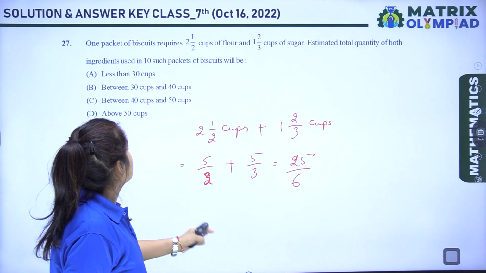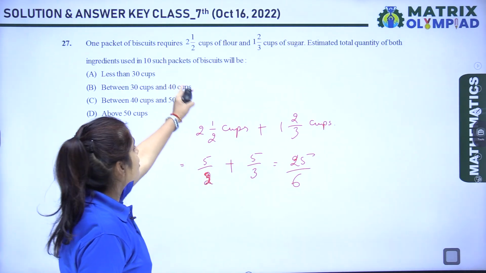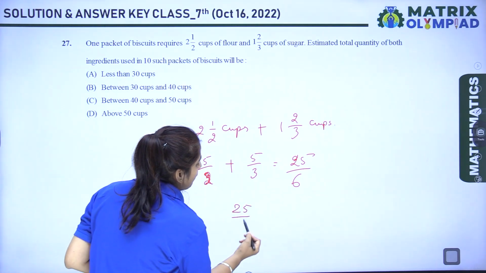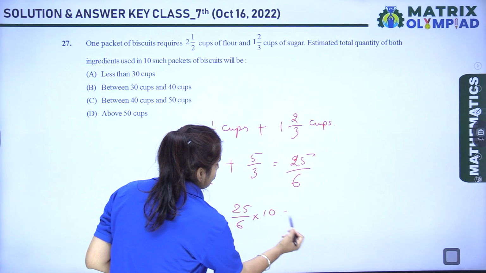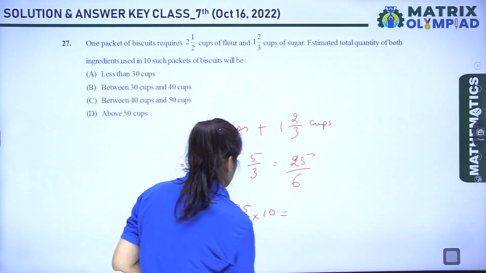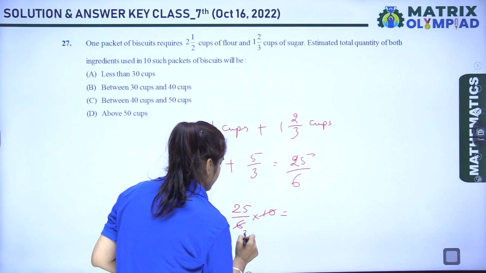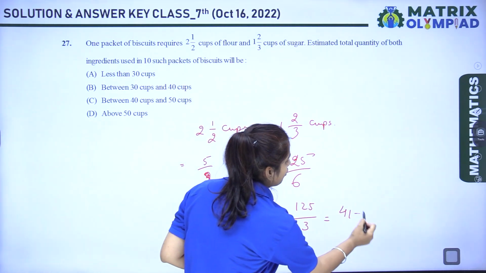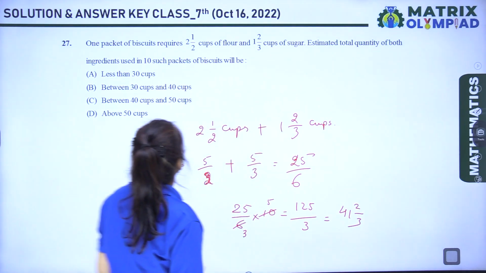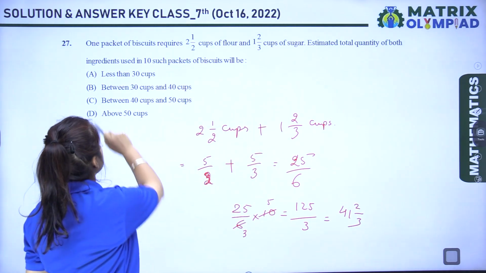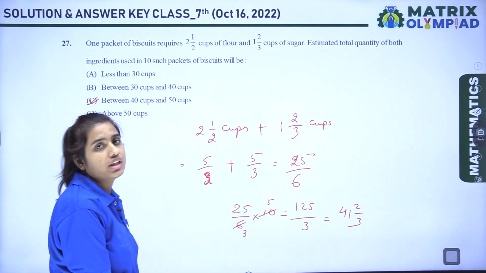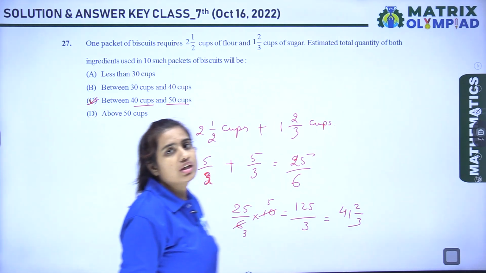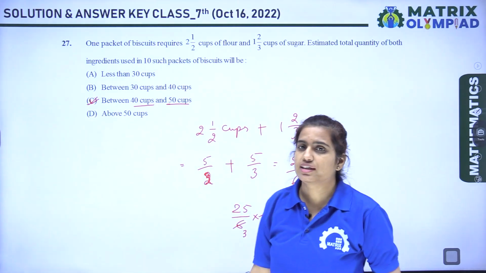So we can say that in 10 such packets, we are going to simply multiply this quantity by 10. So we will get here 125 by 3. So it can be written as 41 2 by 3. So according to the options, we can say that option C is the correct answer, as the quantity is between 40 cups and 50 cups. So here option C is the correct answer.